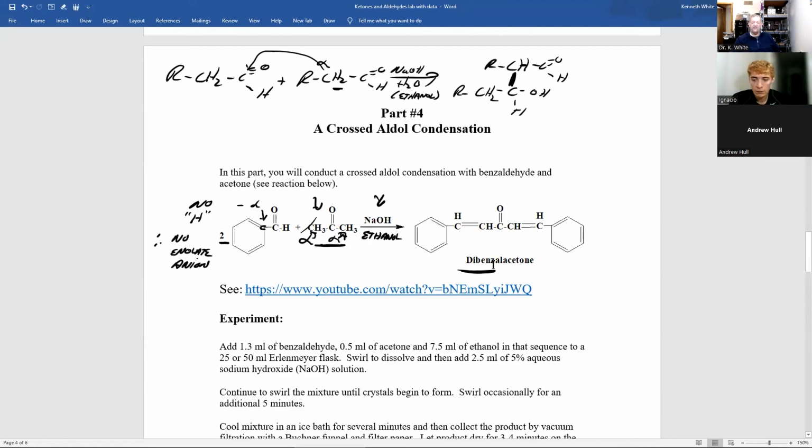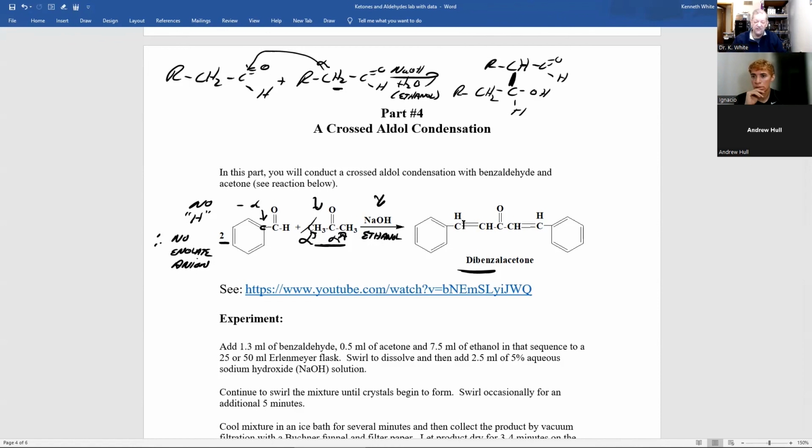And double bonds can absorb certain colors of light. And when you make this, it has a really bright yellow color. Why? Because the double bonds are absorbing all the colors of the light in the room we're in, or if you're outside in the sun, except the colors that make up yellow.